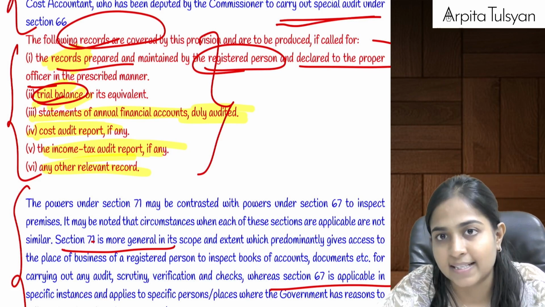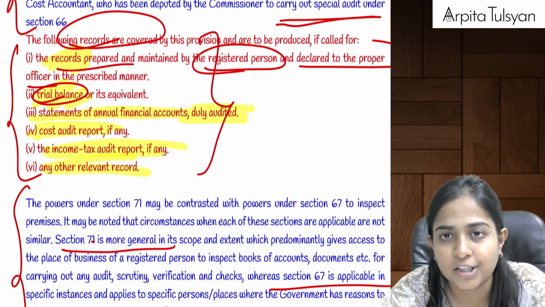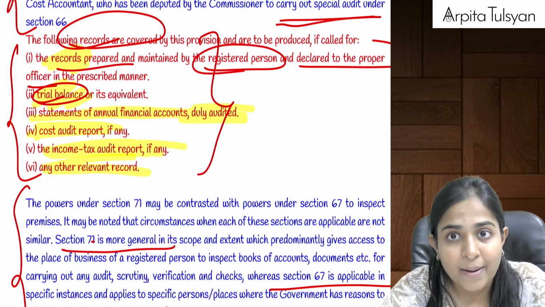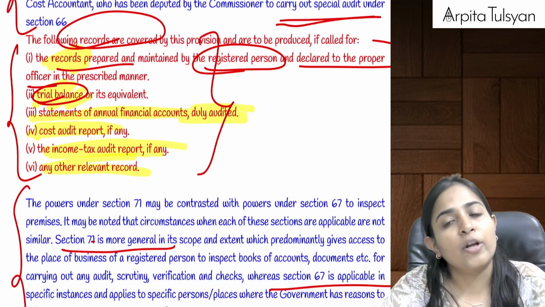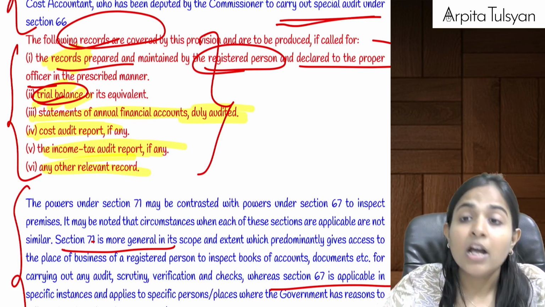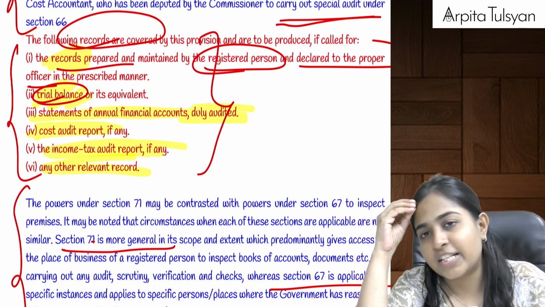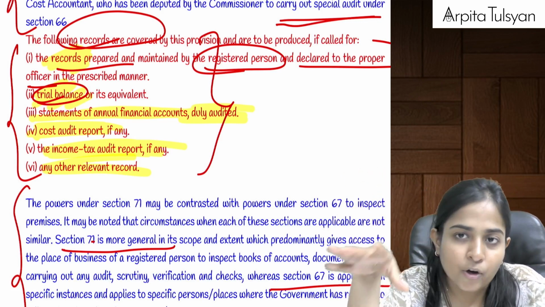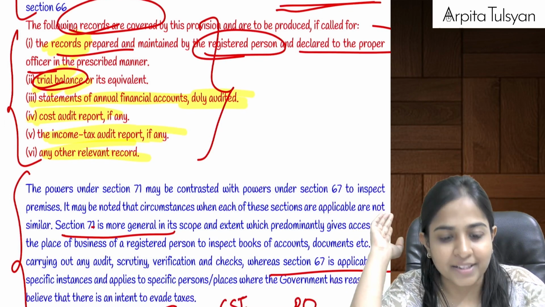Now, which records are you required to show them, or which records do they have access to? First of all, any records prepared by the registered person under the GST law. Next, your trial balance, your cost audit report if applicable, your income tax report if there is any, audited financial statements, and any other relevant records maintained by you, which are in your custody, in your premises. All these things can be accessed by the officers.